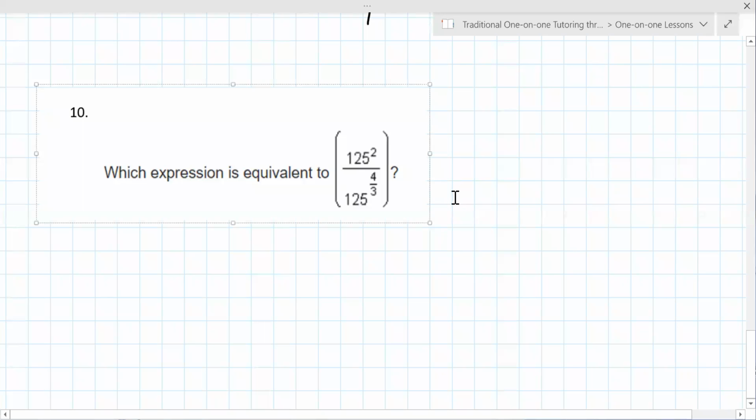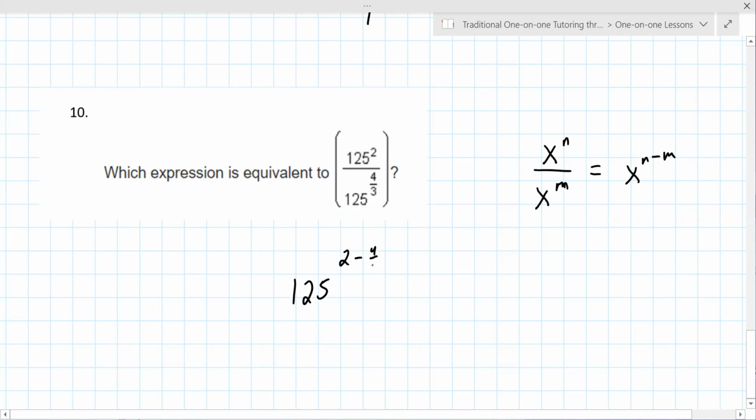Okay, which expression is equivalent to 125 squared over 125 to the power of 4/3? So notice again, the bases are the same. It's this x to the n over x to the m, which means that you subtract the exponents. So it's going to be 125 to the power of 2 minus 4/3. 2 is really 2 over 1. So when we make a common denominator, it becomes 6 over 3 because you multiply the top and bottom by 3. And that gives you 2/3. So that's 125 to the power of 2/3.